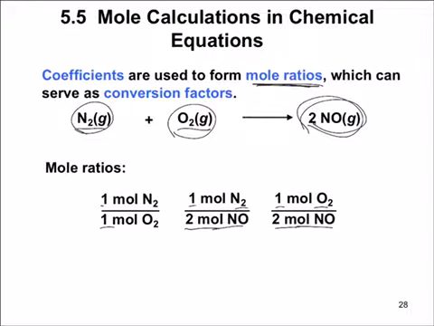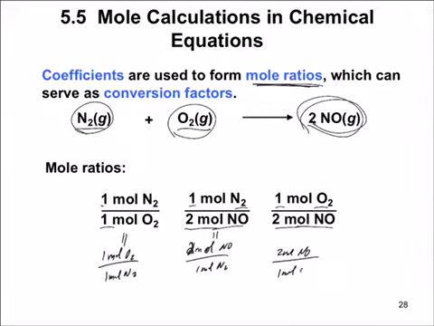Now remember, all of these have an opposite form too. This first one would be the same as 1 mole of O2 over 1 mole of N2. Those are exactly the same. 2 moles of NO for every 1 mole of N2, those are the same. 2 moles of NO over 1 mole O2. So I get 6 different conversion factors based on this balanced chemical equation.